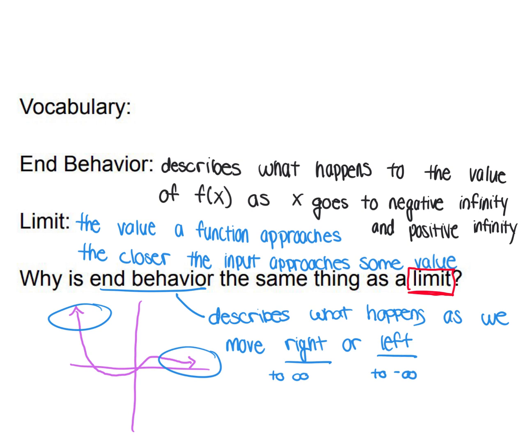So the point of the limit is that this is the same as taking the limit as x approaches infinity of f of x. This is the same as when x goes to infinity, f of x goes towards something, and the limit as x goes to negative infinity of f of x is the same as when x goes to negative infinity, f of x goes to something.